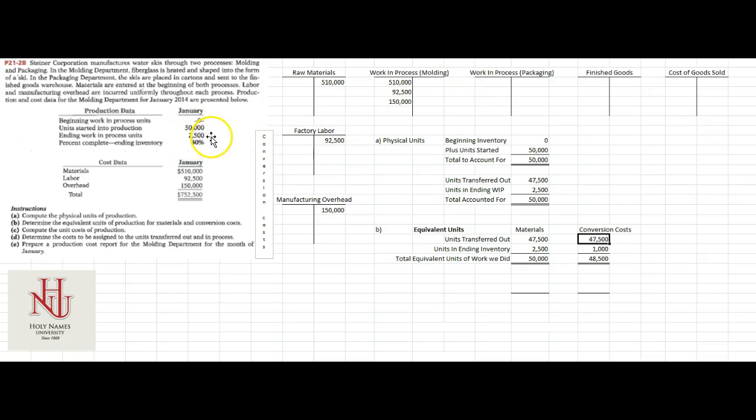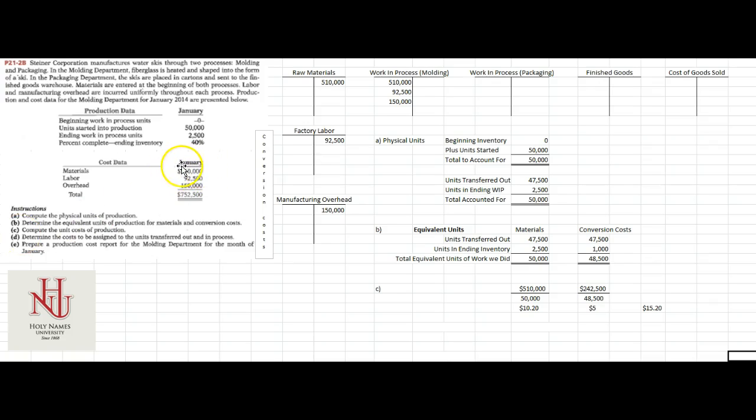There were 2,500 units left in ending work in process in the molding department. They were 40% complete. 2,500 units that are 40% complete are the same as 1,000 complete units. In other words, 0.4 times 2,500 is 1,000. So the 47,500 that went on, plus the 1,000 equivalent units that are left, means that our equivalent units as far as conversion costs go are 48,500.